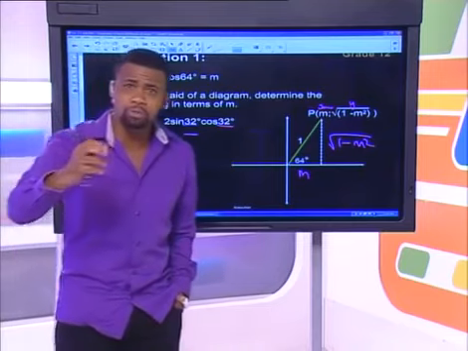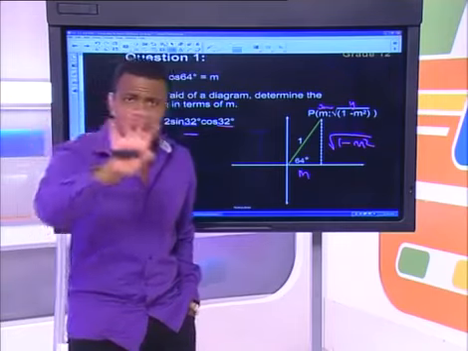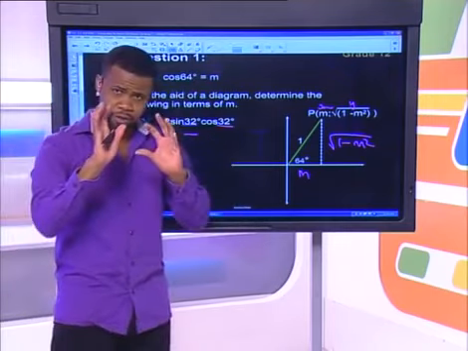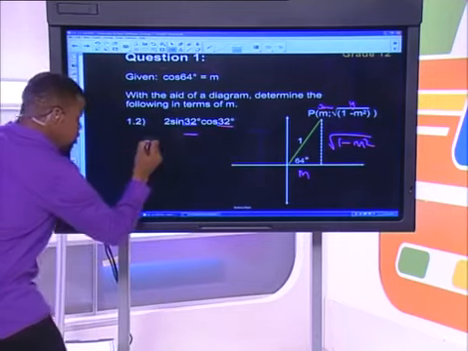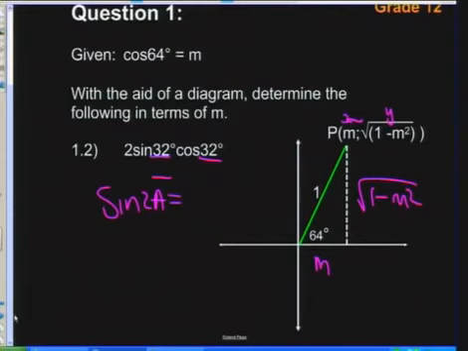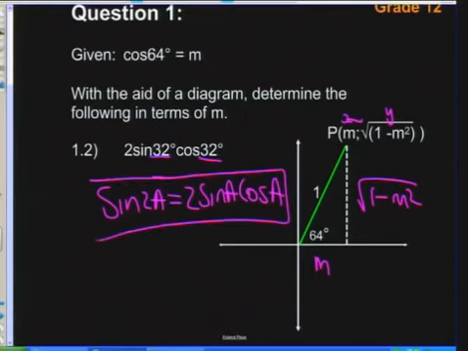But what can I do? Remember, you compound in your double angles. You can use them. If you look at your formula sheet, we have something like this. Sine 2a is equals to 2 sine a cos a. From the formula sheet, you can get this.